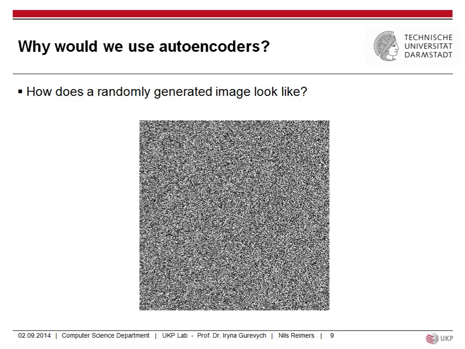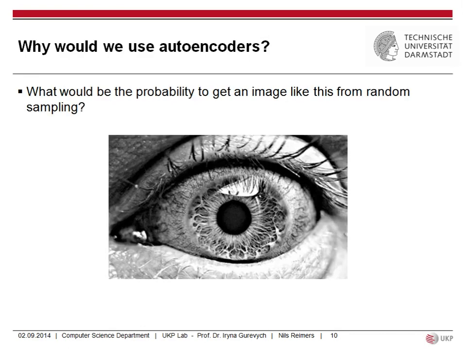So the idea is you have some representation in your data. When you generate randomly an image, you get something like this. You can generate 1 million images and there will be no real meaningful image in it. It will all be noise. Getting an image like this is really, really unlikely, maybe 1 in a trillion, so it never happens.